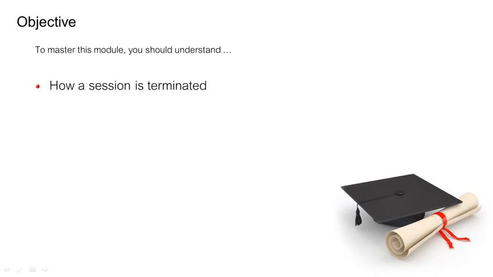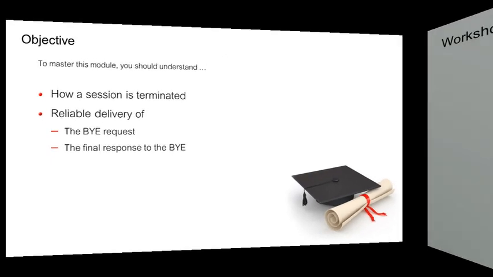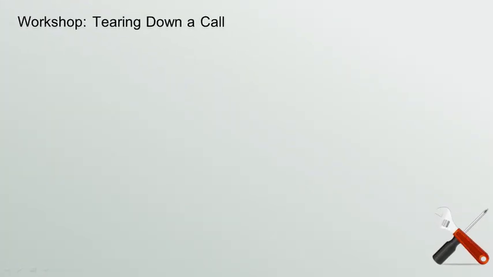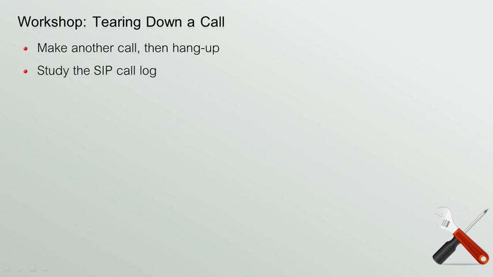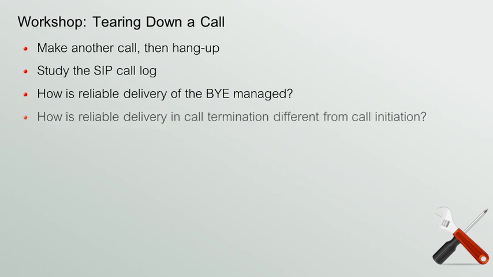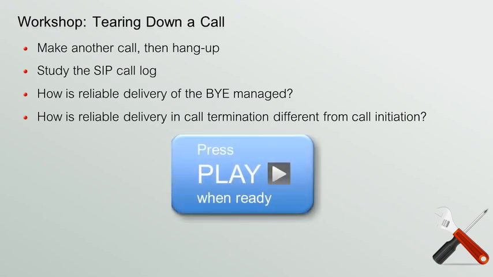In this module, we'll look at how a session is terminated. We'll pay particular attention to reliable delivery of the BYE and of the final response to the BYE. If you have your user agents handy, why not make a SIP call, end it, then study the log and think about how reliable delivery of the BYE is managed. Think about how reliable delivery in call termination is different to reliable delivery in call initiation. Go ahead and press play when you're ready and we'll compare notes.